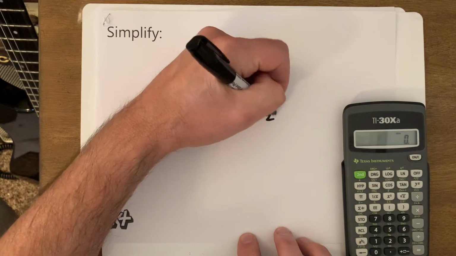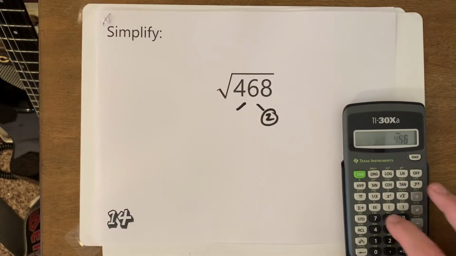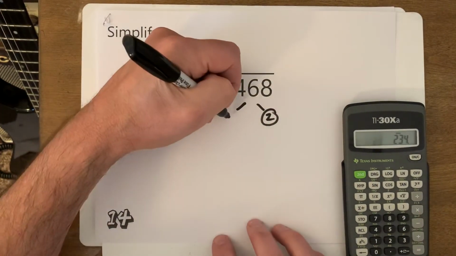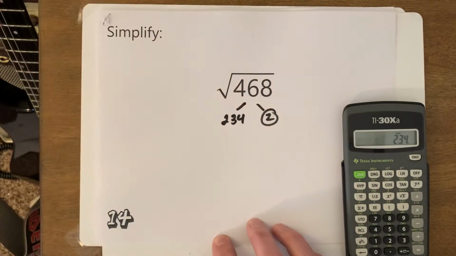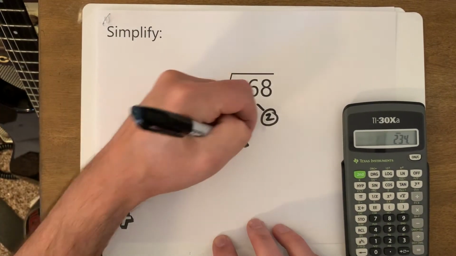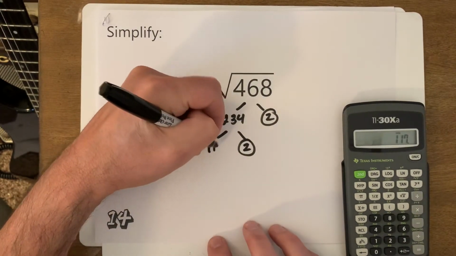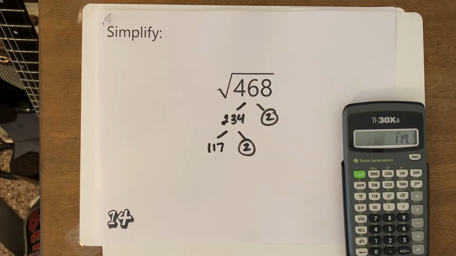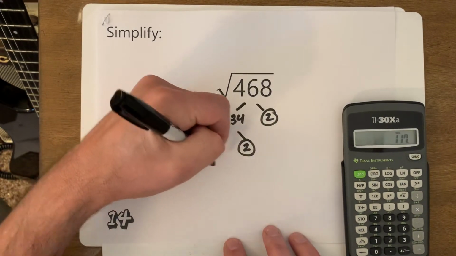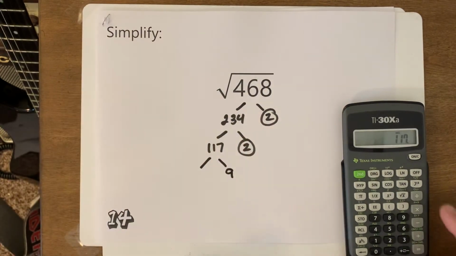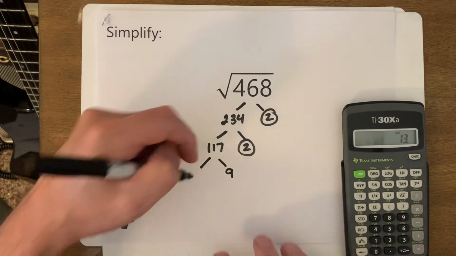Okay, so let's divide by 2. So 468 divided by 2 equals 234. Okay, that's even. Let's divide by 2 again. Divide by 2 equals 117. 117, it looks like you may have hit a stopping point. Some people might say, well, that's a prime number. Well, I don't think so, because 7 plus 1 plus 1 is 9, which means that 9 goes into it. So I'm going to divide it by 9. So divided by 9 equals 13.